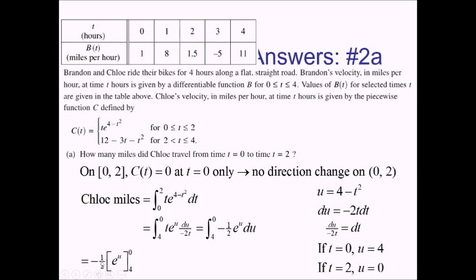So I can yank out that 1/2, and inside of parentheses I've got e to the 0 minus e to the 4th. These are all constants, so I could leave it this way. Or if I really wanted to, I could simplify this, since e to the 0 is just 1, I could simplify this to negative 1/2 plus 1/2 e to the 4th. And don't forget the units on this. Chloe's traveling miles, so let's put that over here.